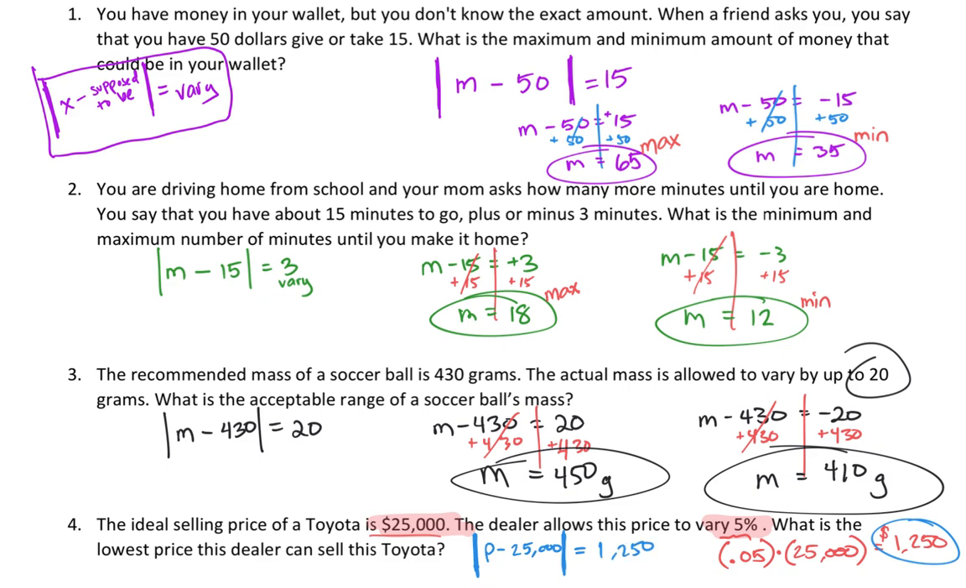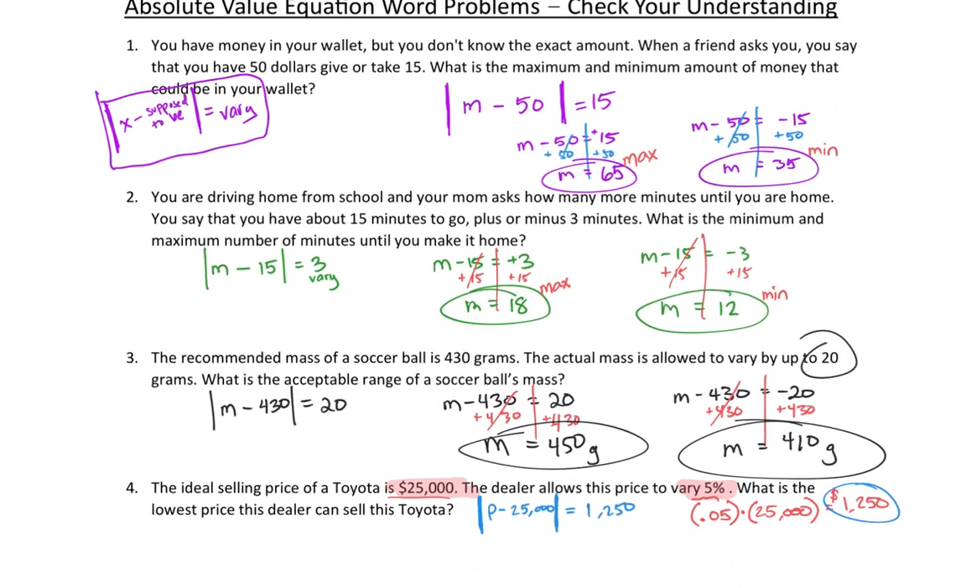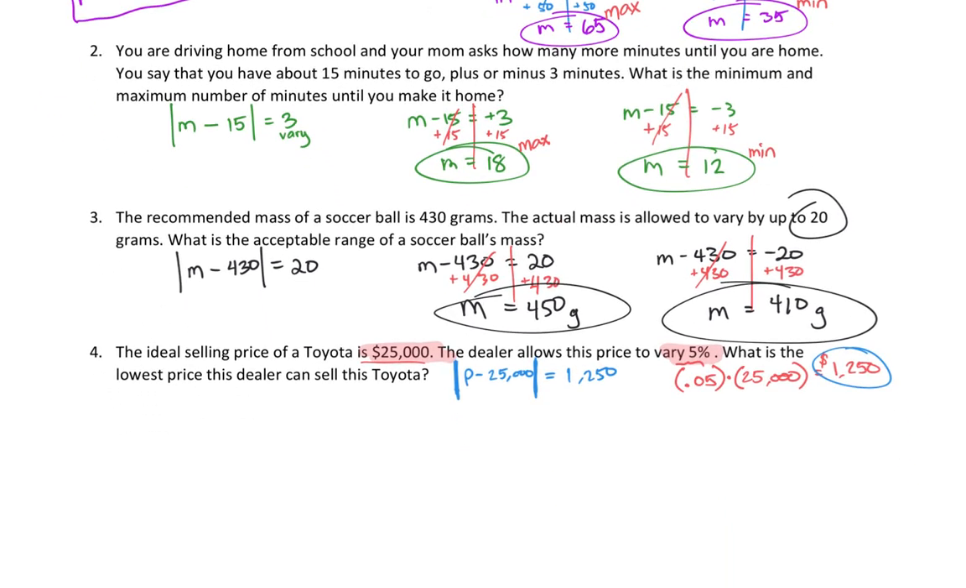So I'm going to have to set this up with a positive equation and a negative equation. I'm going to run out of room here. There we go. So I'll have P minus 25,000 equals 1,250. There's my positive equation. And P minus 25,000 equals negative 1,250. Ooh. So we'll solve them both. Inverse operations, add 25,000. So I can figure out what P is, get P by itself. P equals, math, okay. So it's going to be 26,250.